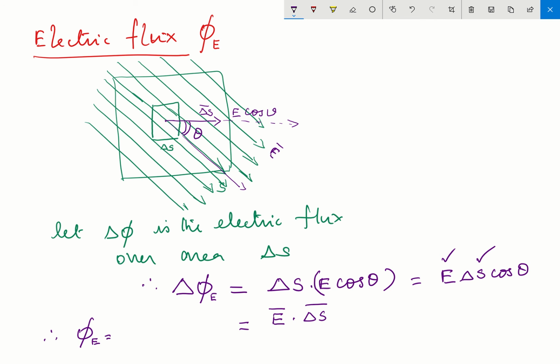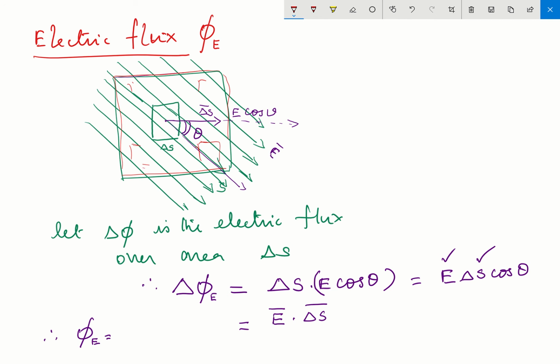So what I am doing is taking so many such delta S in this area. This is the area. Here I am taking innumerable delta S; this is an exaggerated version, delta S is very, very small. So I have taken so many delta S here, like that, like that, and I am finding the electric flux linked with each and every delta S. Are you following?